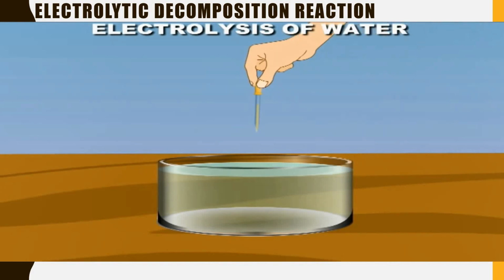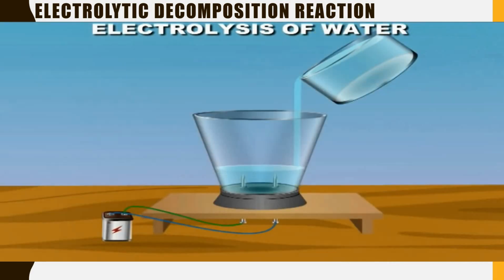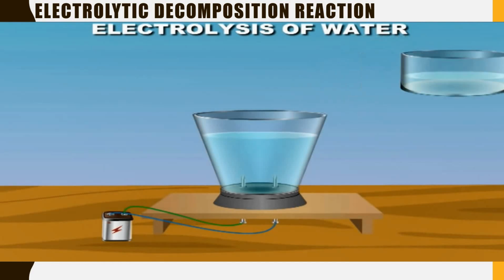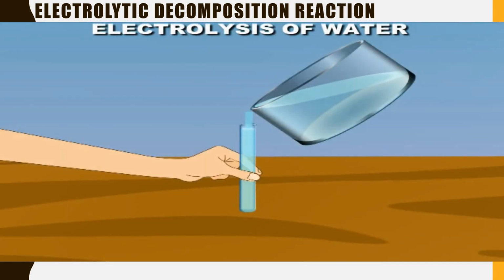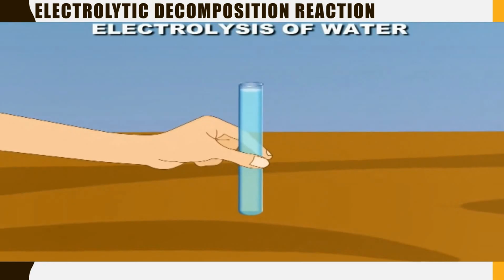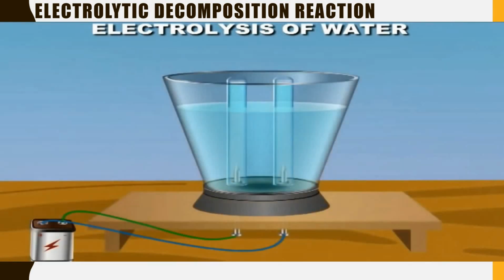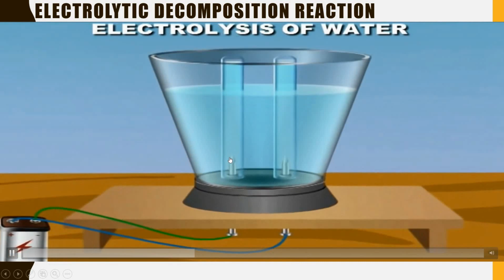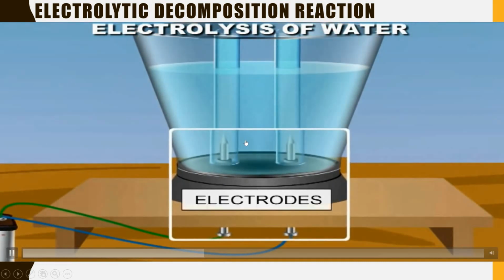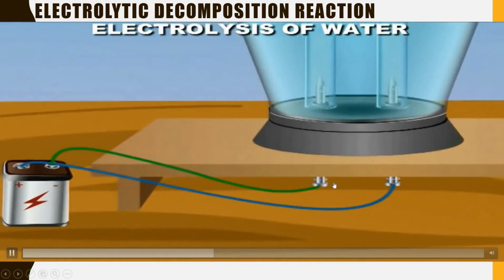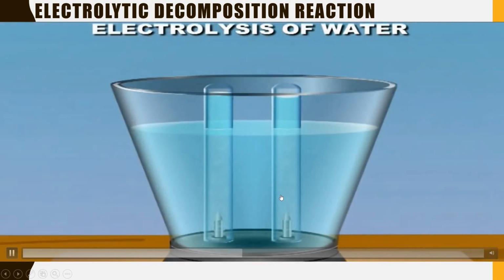Dissolve some salt or alkali in the water. Pour this solution in the apparatus. Pour this in the test tubes also. Make sure that there are no air bubbles in the test tube. Invert these test tubes over the iron nails. These iron nails act as electrodes. The outer circuit of the electrodes, when connected to the positive and negative terminals of the battery, electric current is produced and hence bubbles are observed in the test tube. Examine the volume of the gases produced in the test tubes.